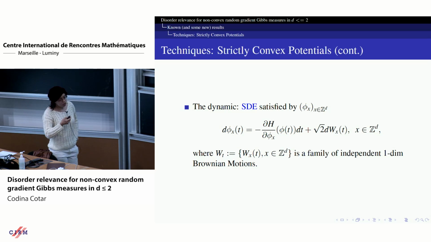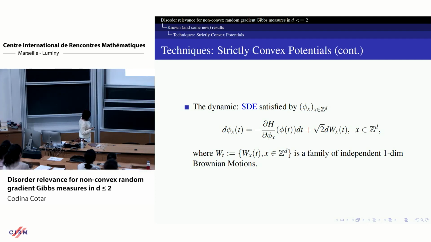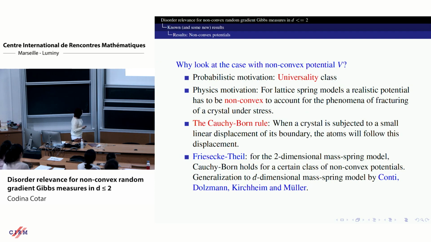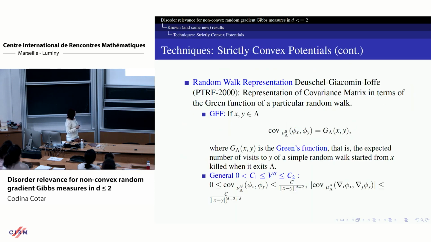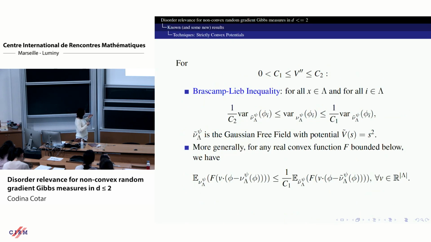There are other tools that we use. For example, for uniqueness, you can use the associated SDE. This is what Funaki and Spohn did. Okay, so all of these properties that I have described here rely on some tools that people have in the strictly convex or uniformly strictly convex case, and which fail once you move away from convexity.